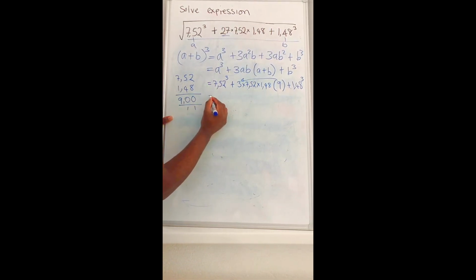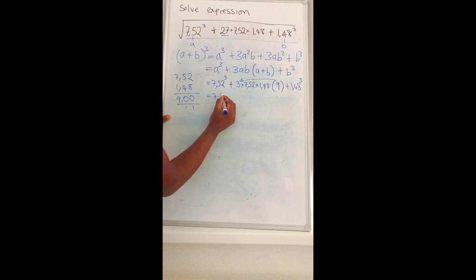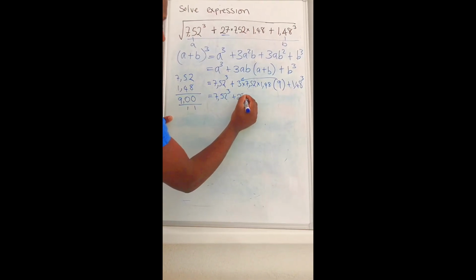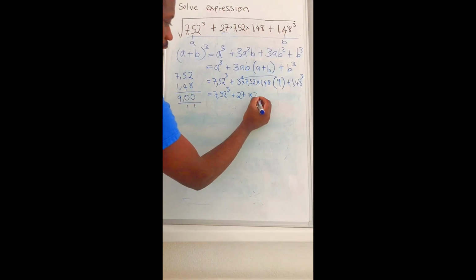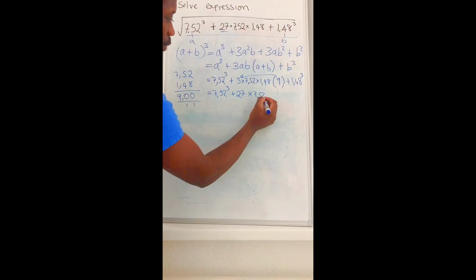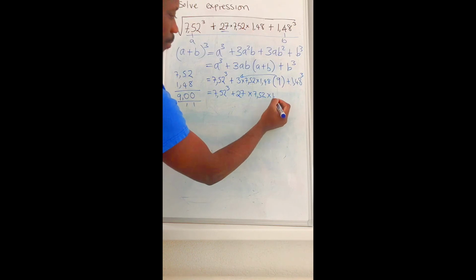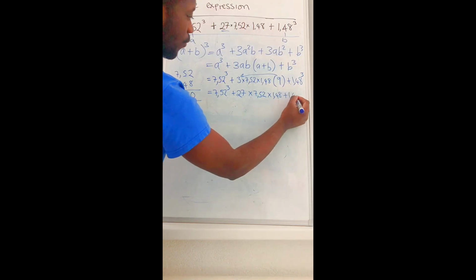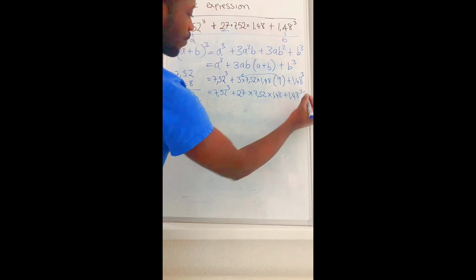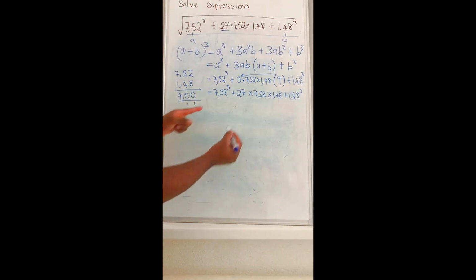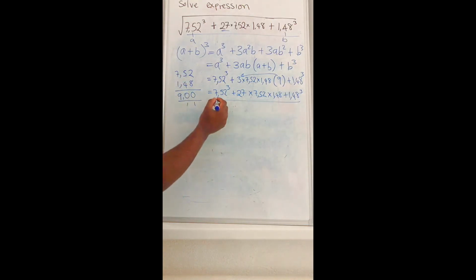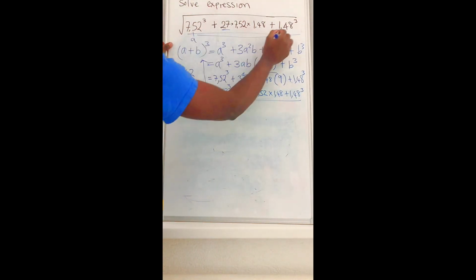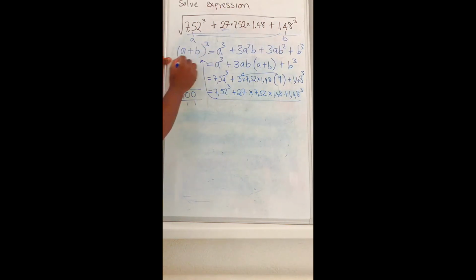So what you have is 7.52 cubed plus 27 times 7.52 times 1.48 plus 1.48 cubed. So since we have proven that this equation is the same as writing it like this, so in here we can replace this to make them look like this.